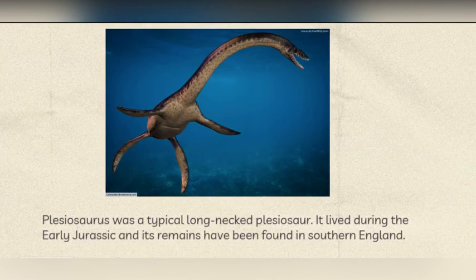Plesiosaurus was a typical long-necked plesiosaur. It lived during the early Jurassic and its remains have been found in southern England. This fish and squid-eating marine reptile grew to lengths of between 3.5 and 5 meters, 11.5 and 16.5 feet. Almost half of the animal's total length was taken up by its long neck.